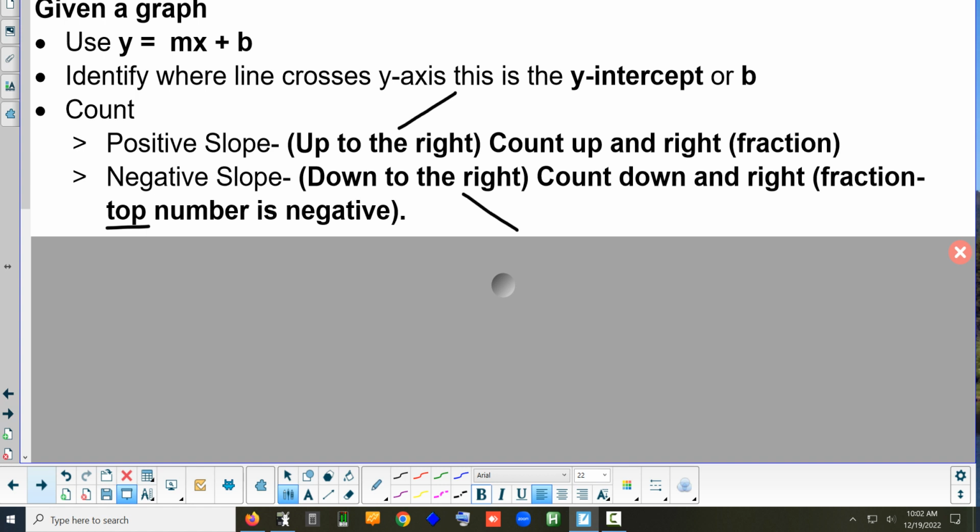Okay, so positive slope, we're going to count up and right. Negative slope, down and right. But whether it's positive or negative, what direction do you notice we always go? There's one direction there that's always the same, whether it's positive or negative. Yeah? We always go to the right. Either up and right or down and right.